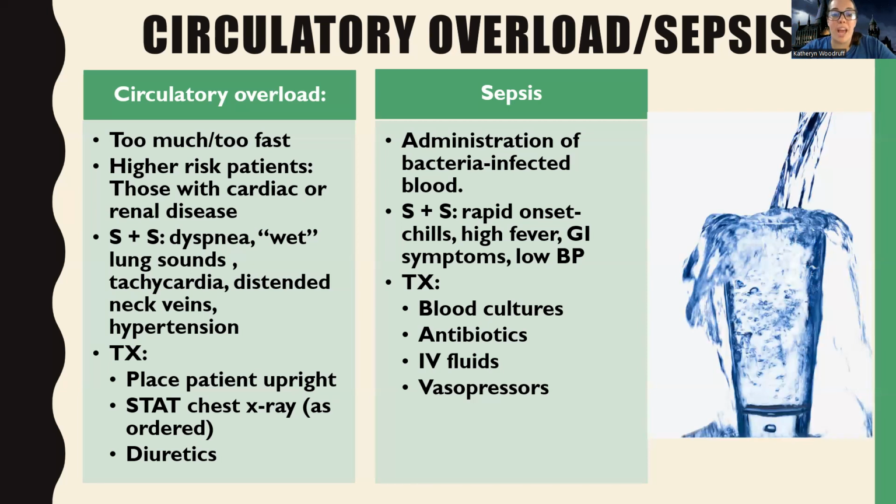So for them, they're also going to have a rapid onset of chills. Now when it says rapid onset, it's not going to be as rapid as that febrile reaction, but it's going to be shortly thereafter. We've given the blood, they're having a high fever, and then they're going to show signs of shock, like a low blood pressure. They can also have gastrointestinal symptoms as well. We're going to treat it like we treat sepsis. So blood cultures to see what the bacteria is, give antibiotics to treat that infection, then give IV fluids and vasopressors as needed.